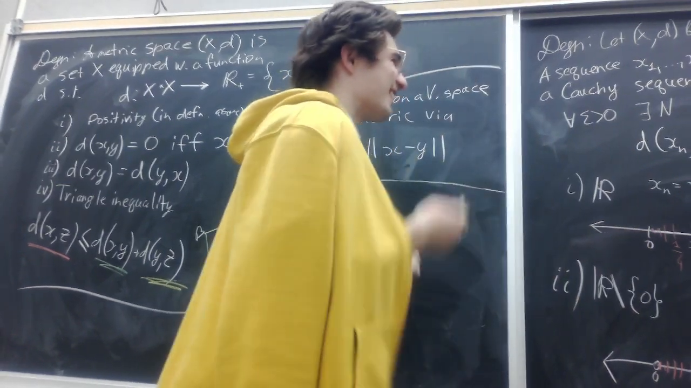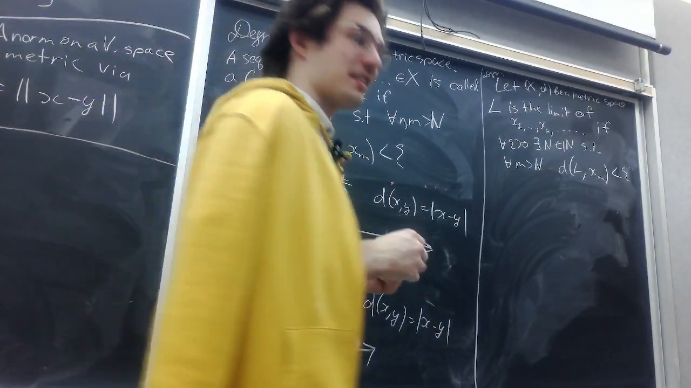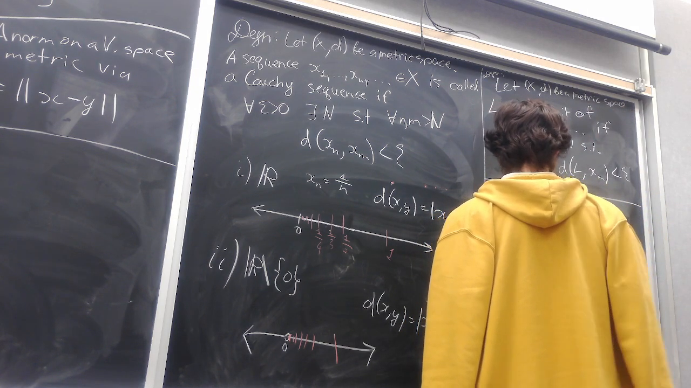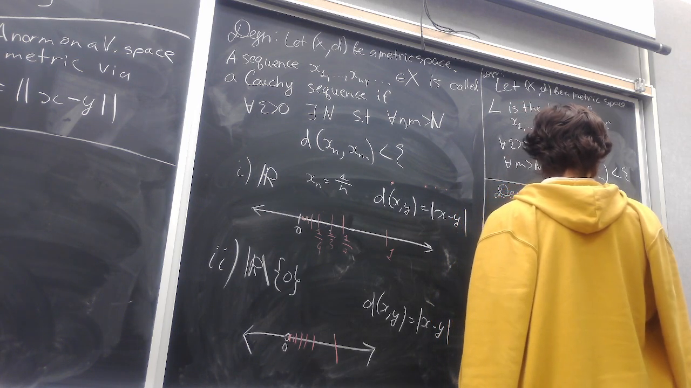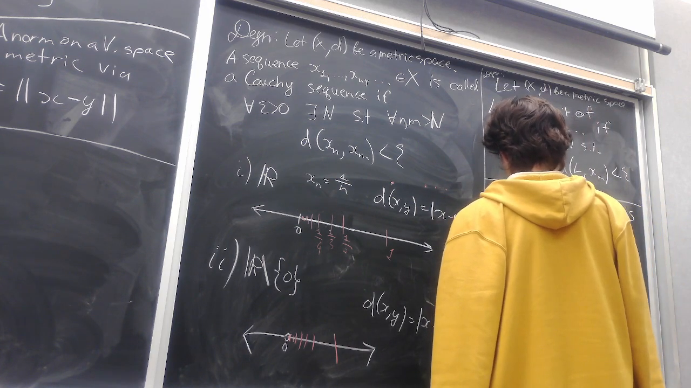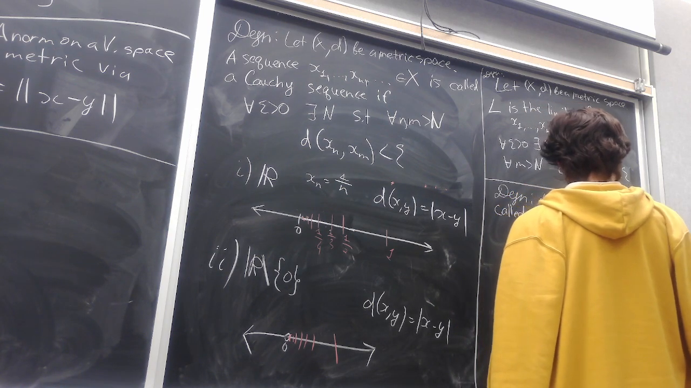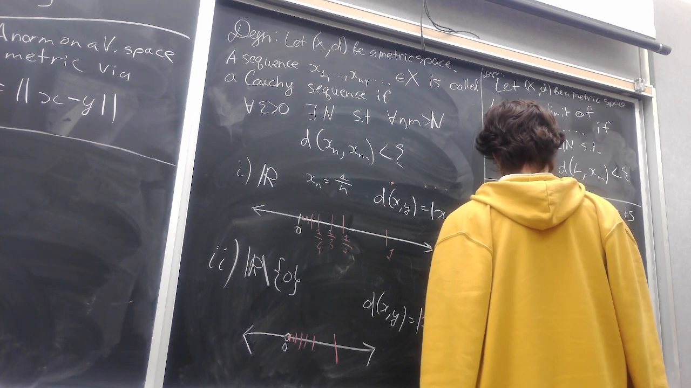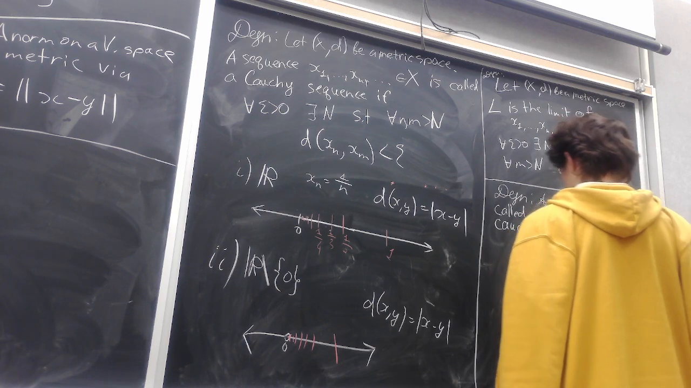Definition. Who would have guessed? Okay, I think we have two more definitions, and then we can start talking about quantum mechanics. So definition: a metric space is called complete if every Cauchy sequence has a limit.